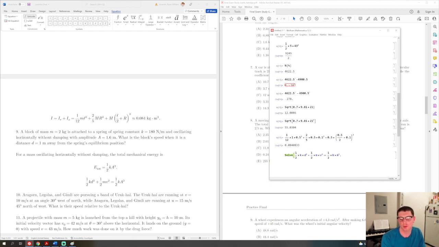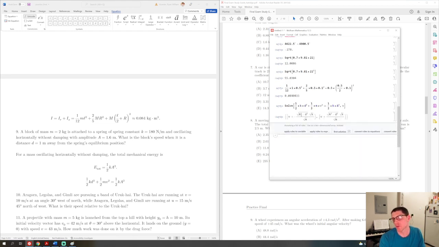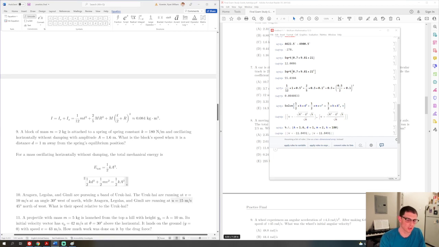We solve this for v. V is what we want. These are the exact same answer, one is just negative. So I'll just make it plug the numbers in for me. A is 1.6, D is 1, M is 2, and K is 180. And we find that it's about 11.8 meters per second. And there you go.